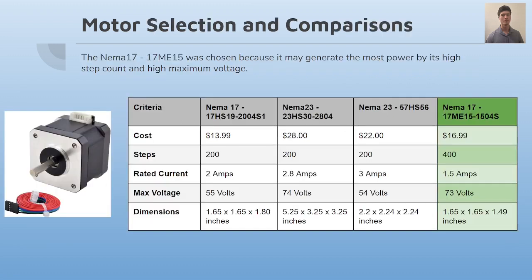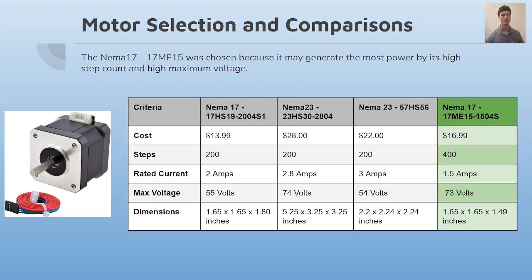2 variations of the NEMA 17 motors, as well as the NEMA 23 motors, were compared when selecting the part for the project. The goal when comparing the motors was to select the motor that can output the most suitable voltage and current values for small-scale devices.